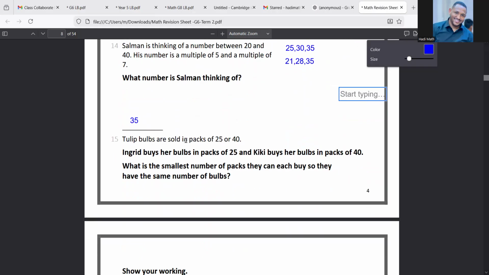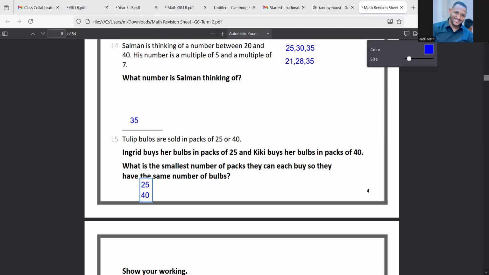Tulip bulbs are sold in bags of 25 or 40. Only 25 or 40. Ingrid buys her bulbs in bags of 25. And Kiki buys her bulbs in bags of 40. What is the smallest number of bags that they can buy so they can have the same number of bulbs? Okay, please remember, here they just play the game of a common multiple. We need the common multiples of 25 and 40.